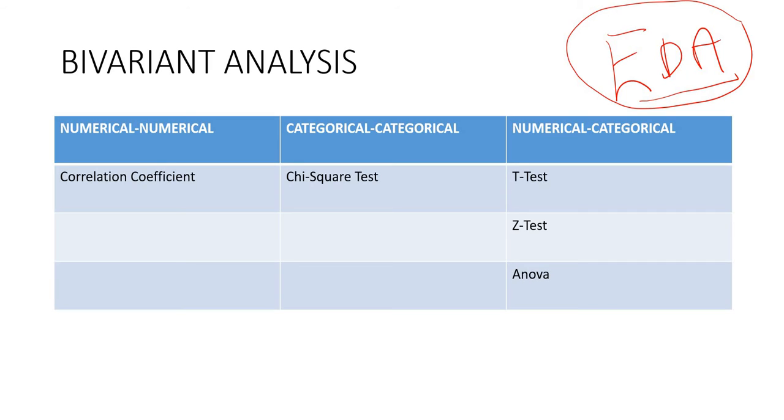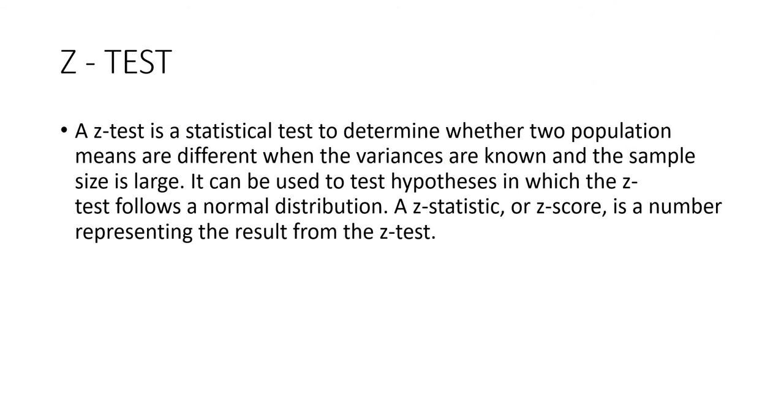If both the variables are numerical, you will go for correlation coefficient. If both are categorical, you will go for chi-square test. If one is numerical and another one is categorical, you will go for t-test, z-test or ANOVA. In this video, our focus is on z-test.